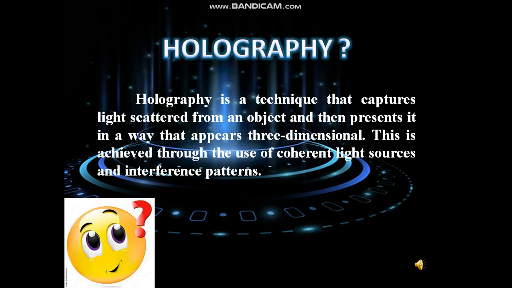Holography is a technique that captures light scattered from an object and then presents it in a way that appears three-dimensional. This is achieved through the use of coherent light sources and interference patterns. The coherent source is nothing but one which emits a light wave having the same frequency, wavelength and in the same phase, or they have a constant phase difference. We need coherent light to create interference patterns. Where interference is a phenomenon in which two coherent waves are combined by adding their intensities with consideration of phase difference.